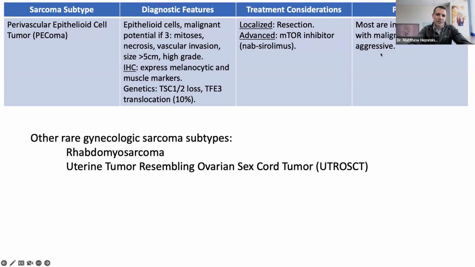Two other rare gynecologic sarcoma subtypes to mention, but that are very uncommonly seen, are rhabdomyosarcoma, which is commonly in the pediatric population, and then uterine tumor resembling ovarian sex cord tumor, which is a pathologic diagnosis but an extremely rare form of gynecologic sarcoma. So that's an overview in some detail of the most common gynecologic sarcomas.